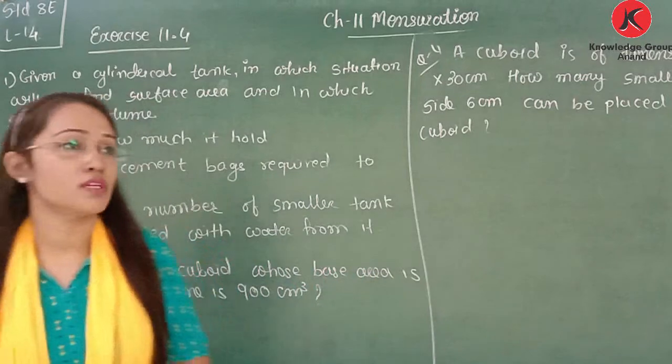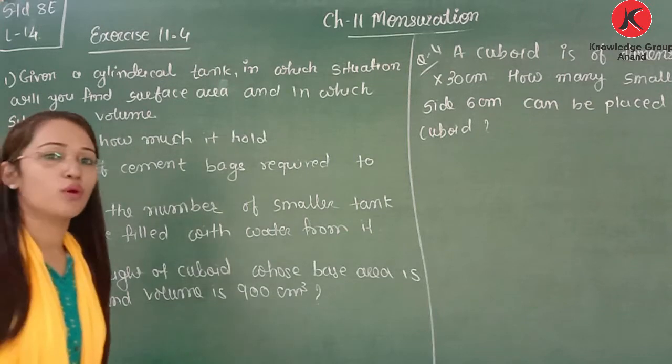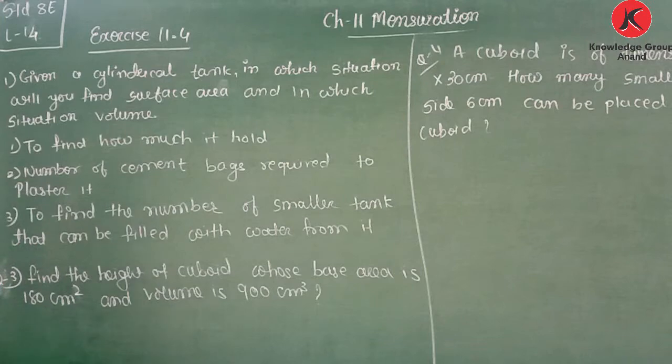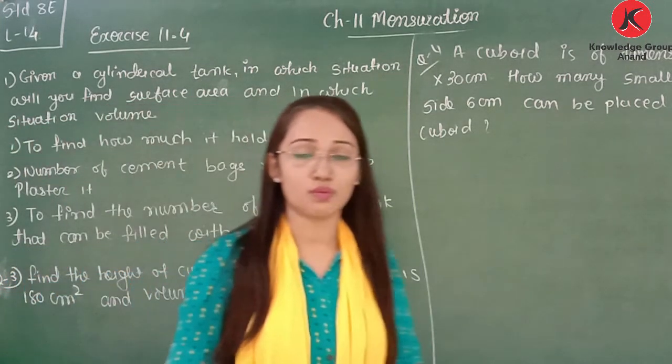Okay. Today we will solve exercise 11.4 about the volume of cube, cuboid and cylinder. So here, first example. Remember the equations again. Volume of cube is L cube, volume of cuboid is L B H, and volume of cylinder is pi r square h. You can also consider it as base multiplied by height.